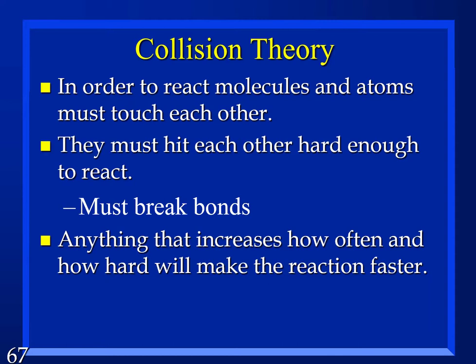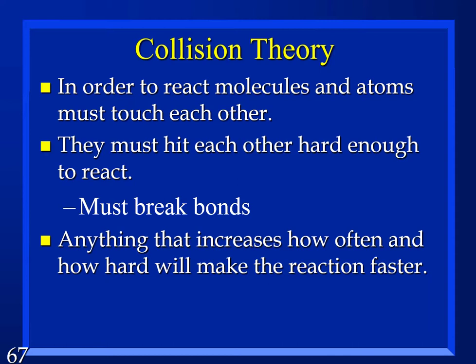Because sometimes we want reactions to go faster, sometimes we want them to go slower. Some reactions naturally go slow, like rusting. Some reactions naturally go fast, like explosions. We can speed those up and slow those down by changing how often the pieces collide.